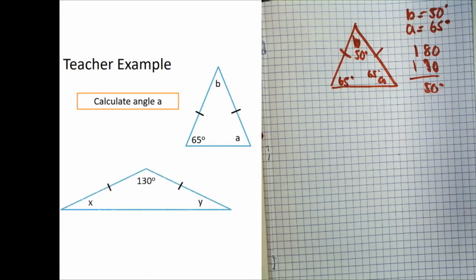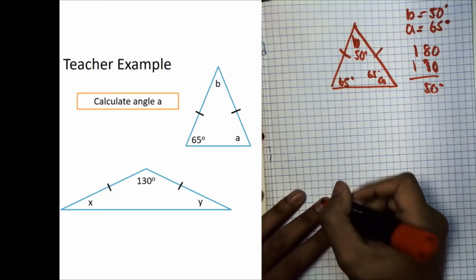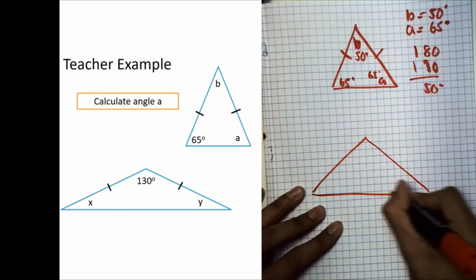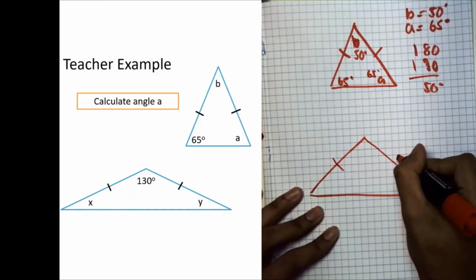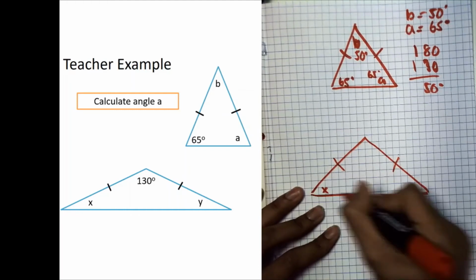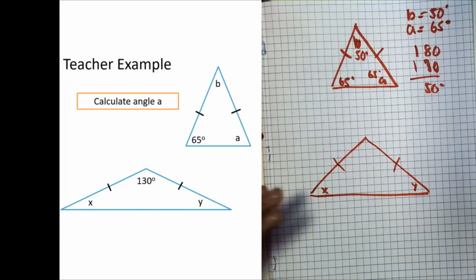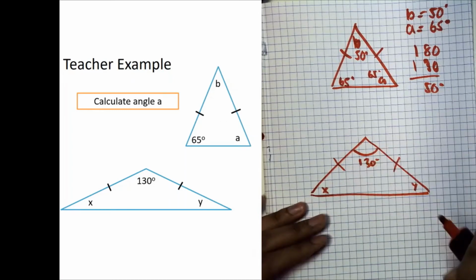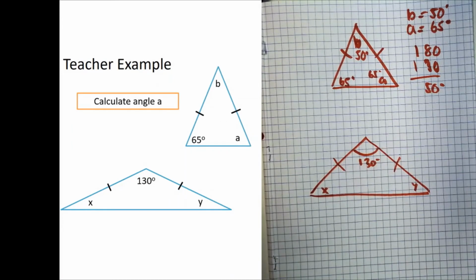Okay then, so let's have a look at another triangle. So we have this triangle over here. I'll draw it out. Okay, and we have these two lines going through, and we have X and we have Y. Now, we are told that this angle over here is 130 degrees. How can we work out X and Y?